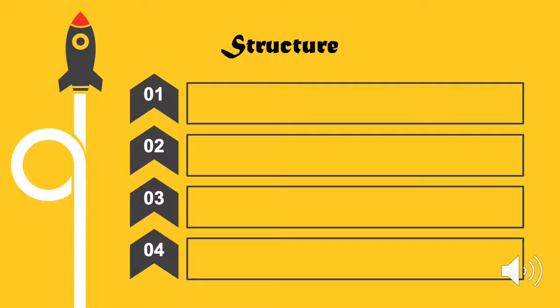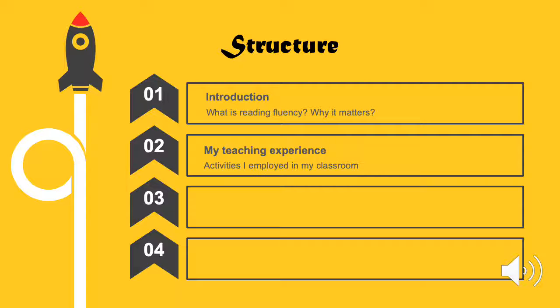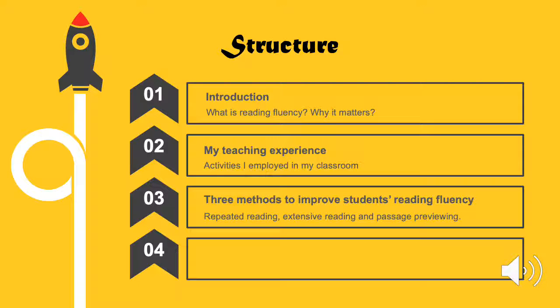My presentation involves 4 sections. Firstly, I will briefly introduce the definition of reading fluency, as well as its importance. Secondly, I will explain what in-class activities I used to use to enhance my students' reading fluency. Next, I will present 3 approaches for teachers to employ in the classroom. Finally, I will end my presentation with a brief conclusion. Now, let's get started.